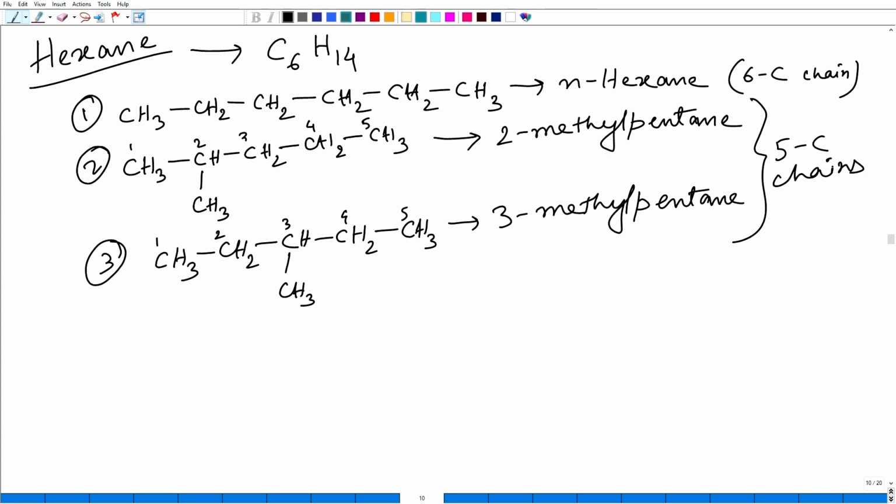Okay. Now, another molecule with a 5 carbon chain is not possible, because again if we change the position, this will become number 2 only. So, now we can have a 4 carbon chain. So, four carbon chain. Okay. Now, we have 2 methyl groups then. So, we can put one here and one here.